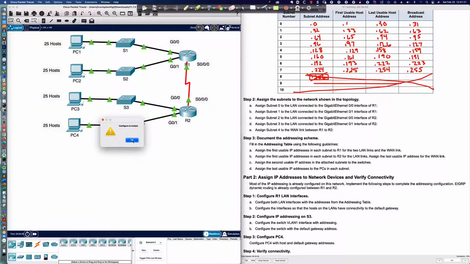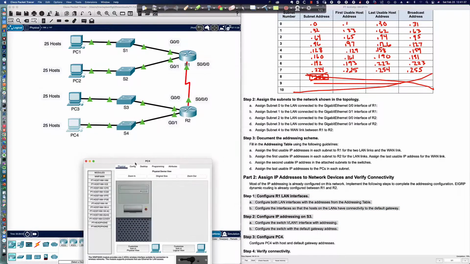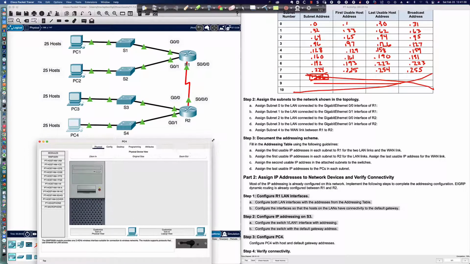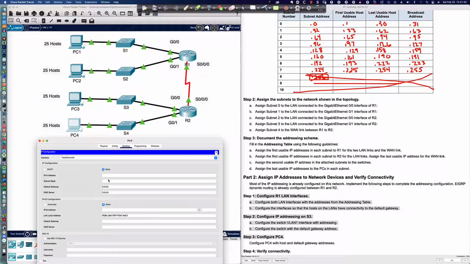So switch 4 we can't configure, switch 3 we just did, switch 2 we can't configure, and switch 1 we can't configure. All right, so it looks like, as you can see here, configure the R1 LAN interfaces. We did that. We configured switch 3. Let's go ahead and configure PC4. And it looks like, again, they're just challenging us by kind of jumping to certain devices, but not all of the devices.